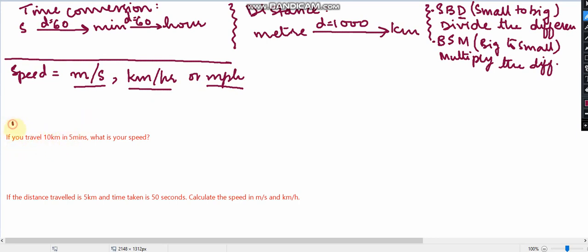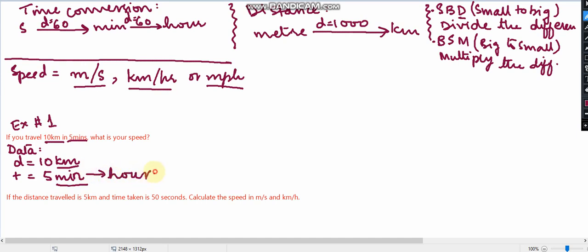Now looking at this example, this is the first example we will do right now. Always highlight the values with which you're working and make a habit of writing down the data. The data says you are given a distance of 10 kilometers and time given is 5 minutes. Now there is a problem, and the problem is that the time is in minutes and your distance is in kilometers, so we have to convert this to hours before applying the formula.